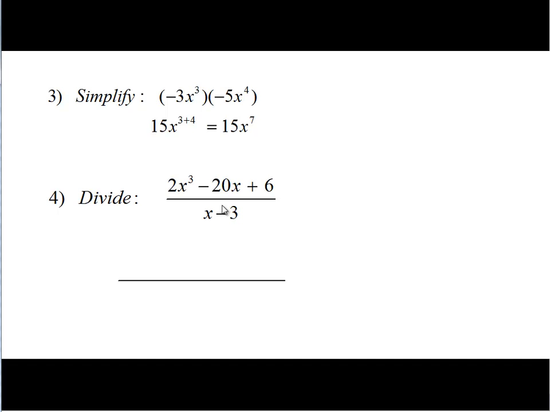Okay, with division, take the number on the bottom and take its opposite. Since there are 2 terms, we can't just chop this up. We have to use synthetic division or long division, and synthetic division is quicker. Take the opposite of minus 3, which is positive 3. Then take your coefficients. This is a 2x cubed, so I just write 2. There's no x squared, so I write a 0. Then minus 20x, so minus 20, and then plus 6 at the end.